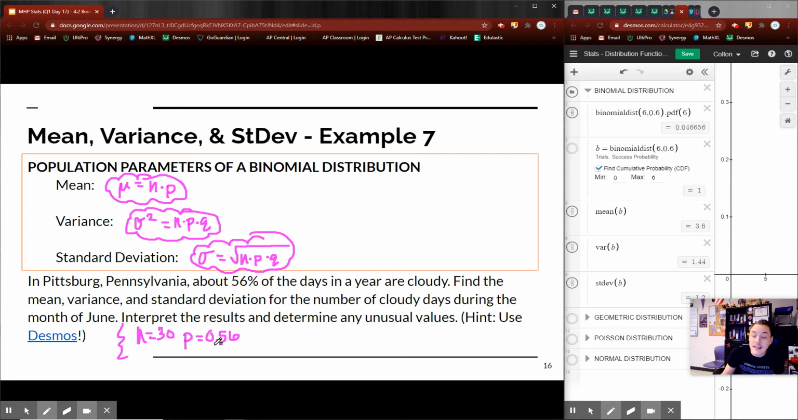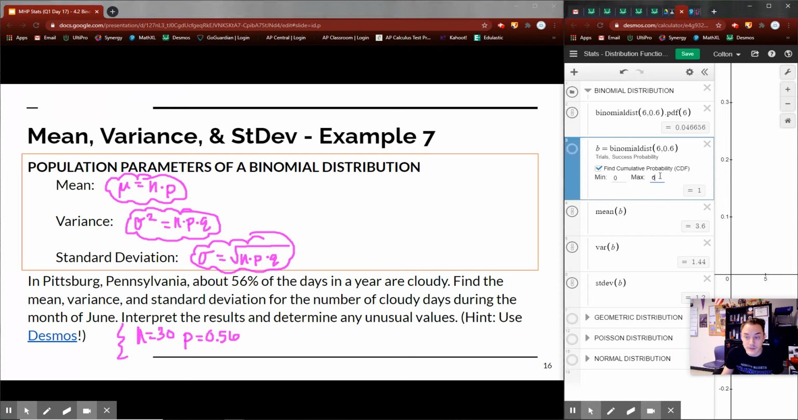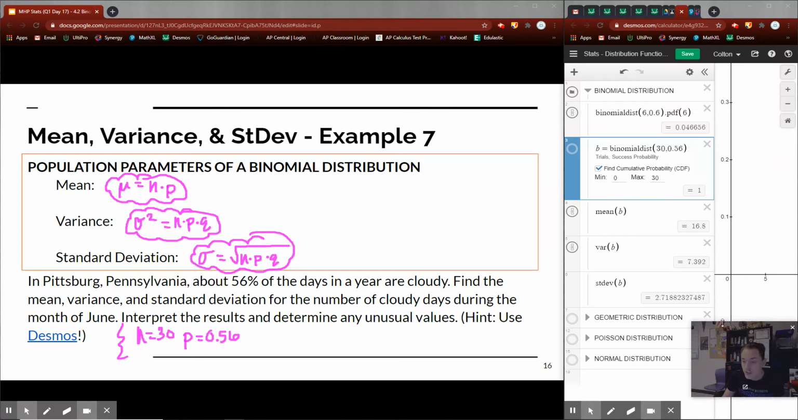That means I'm literally now going to go over here and I'm actually going to adjust it. Now watch what happens. Okay, adjust this. I want from 0 to 30. Now I'm going to adjust my days, so 30. I'm going to go over here and I'm going to adjust my probability to be 0.56. Now look what happened, guys. Seriously, look at this. This is your mean. This is your variance. And this is your standard deviation.